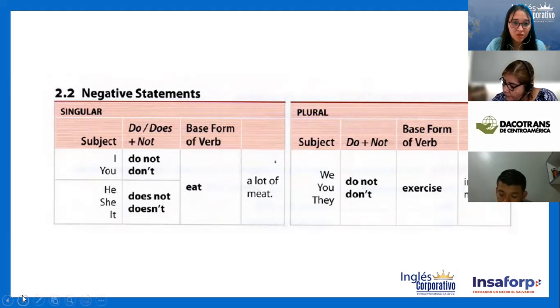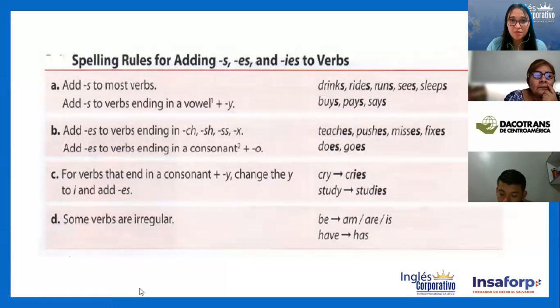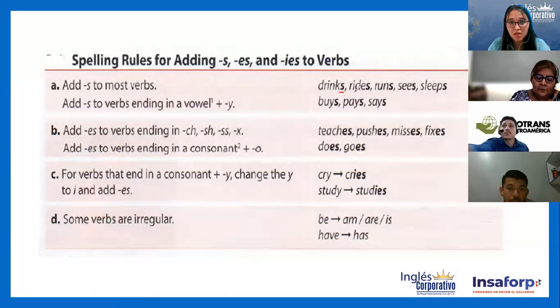Okay, entonces vamos a ver algunas reglas. Esta regla se aplica más que todo cuando tengamos he, she, or it al verbo en oraciones afirmativas. Por ejemplo, si tenemos la mayoría de los verbos, we are going to add the letter S. For example, drink, drinks, ride, rides, run, runs, and so on. Tenemos el otro caso que si termina un verbo con una vocal más la Y, vamos a agregarle S. Nada más. Ahí se queda. Porque termina en una vowel, una vocal, más la Y, le vamos a agregar solo la letra S.